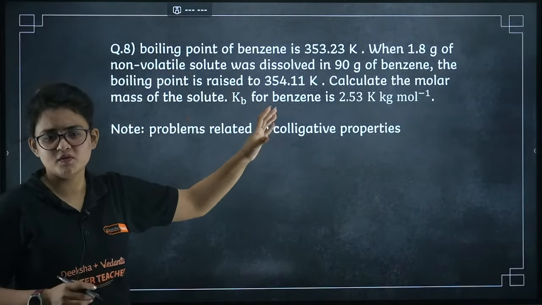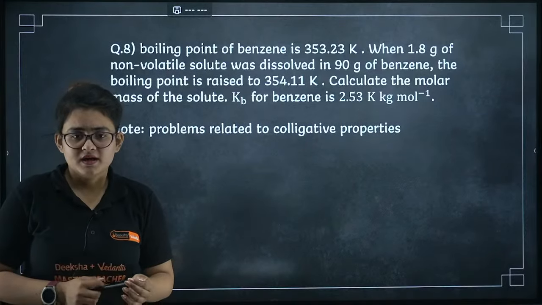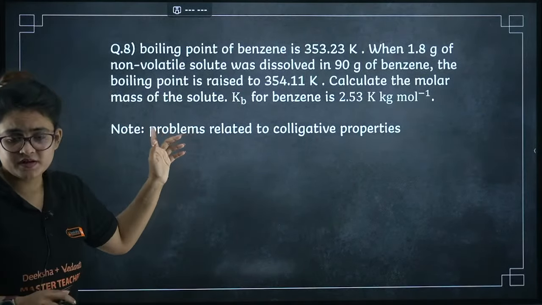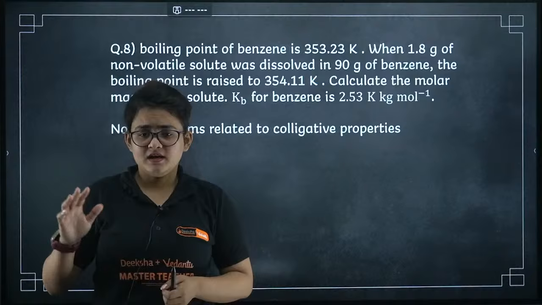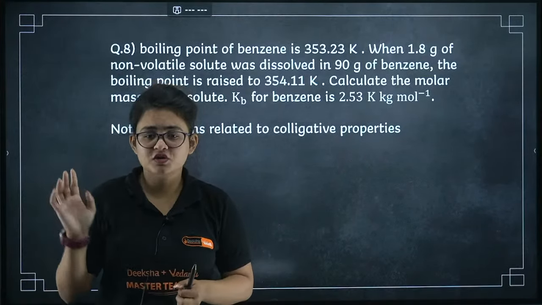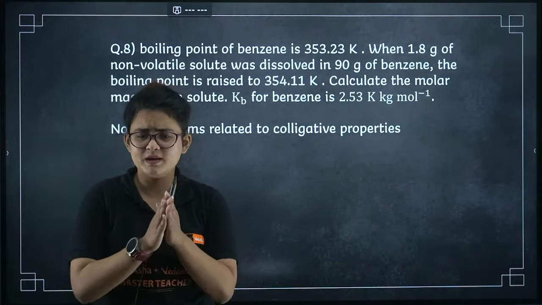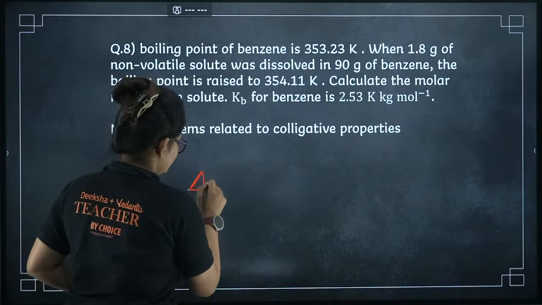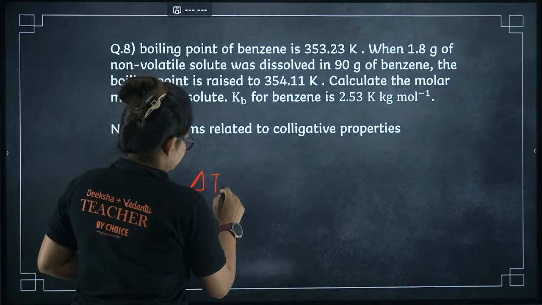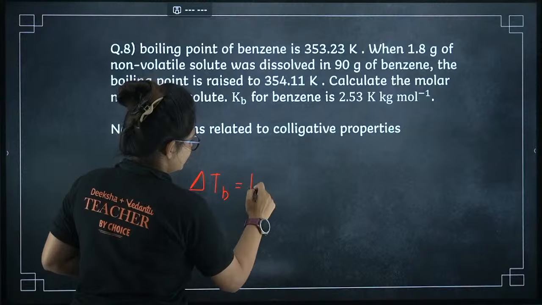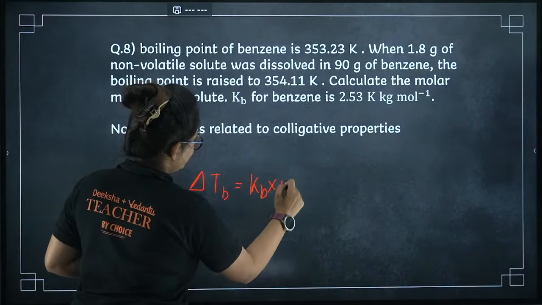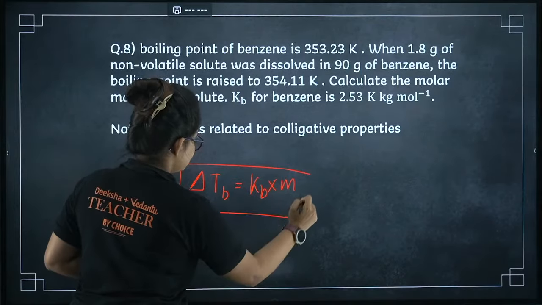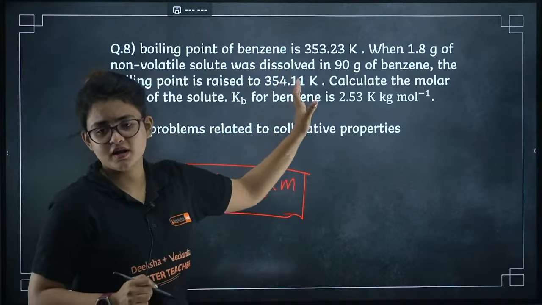Here you can see one of the most common types of numerical problem from the chapter Solutions. This is related to the elevation of boiling point. Just simply apply the formula. I guess you know it, I don't have to tell you: delta Tb equals Kb into m. If you apply this formula, it's going to be short.